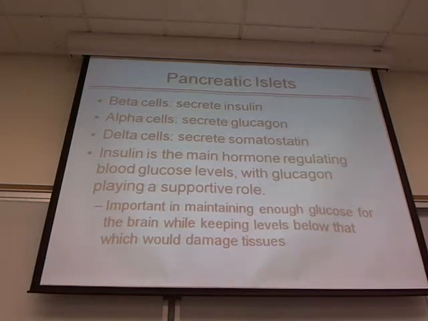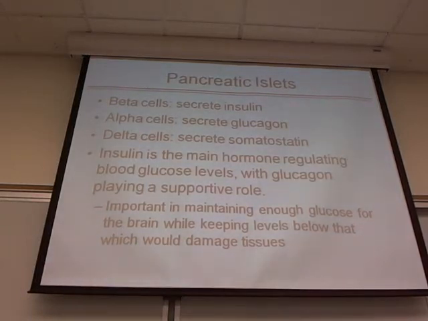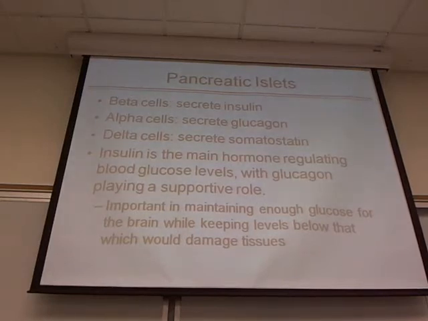Okay, we talked about the pancreas, pancreatic cells, alpha, delta, beta, insulin, the main hormone regulating blood glucose. Important to maintain glucose for the brain.